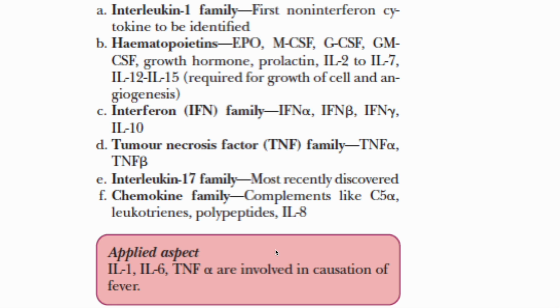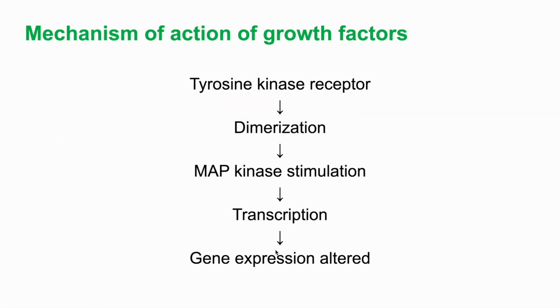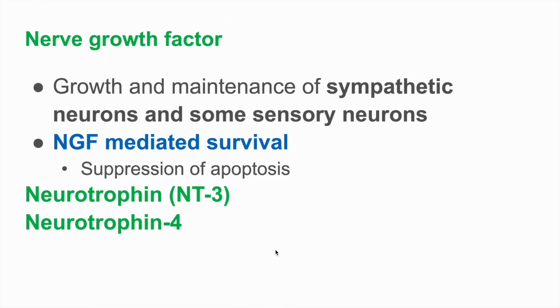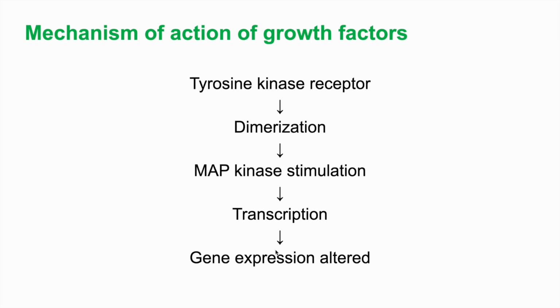So these are all growth factors. Interleukin 1, 6 and tumor necrosis factor alpha are involved in the causation of fever. This information we already know. So this is some information about nerve growth factors, and a detailed analysis and understanding of nerve growth factors is still required.